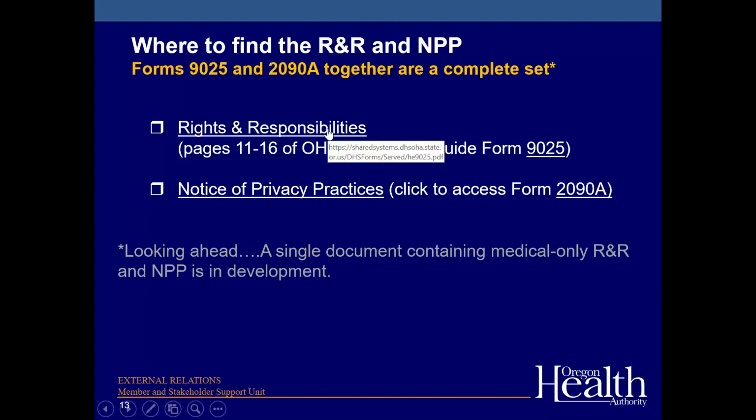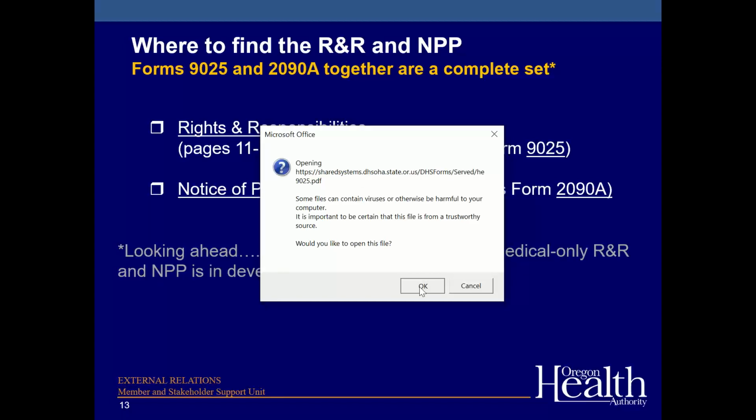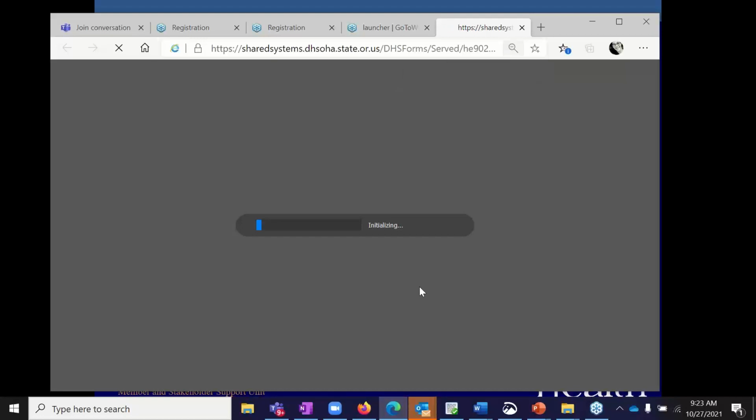What I want to do right now is go into the Forms server and show everybody how to grab these, because the Forms server is where you will find them in all of the same languages as the OHP application. So instead of just linking you to the English version of the form, I want to show you what all your options are. So we're going to go to the Forms server. Oh, come on. Open, please. And we're going to go search for form 9025, and that is the application guide.